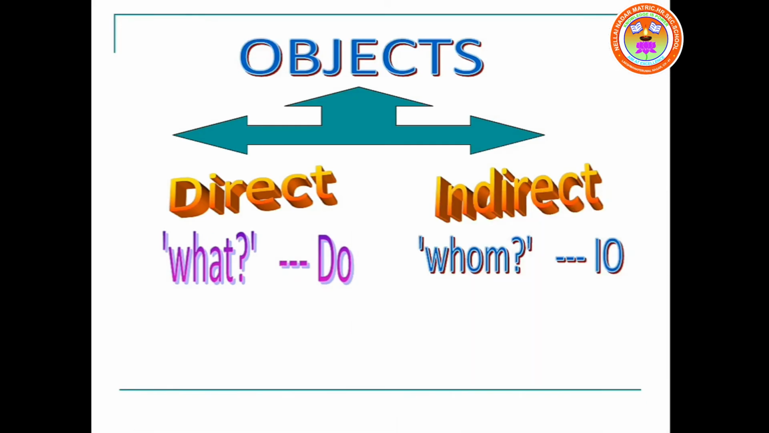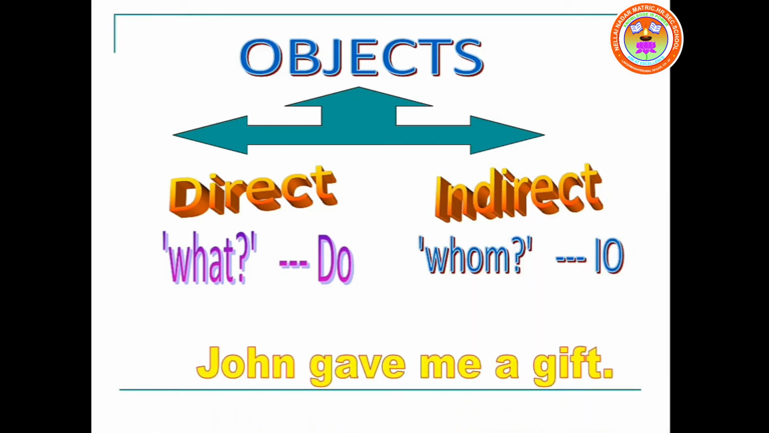Example: John gave me a gift. What did John give? A gift. So, it is the direct object, DO. To whom did John give? Me. Me is the answer. So, me is the indirect object, IO.